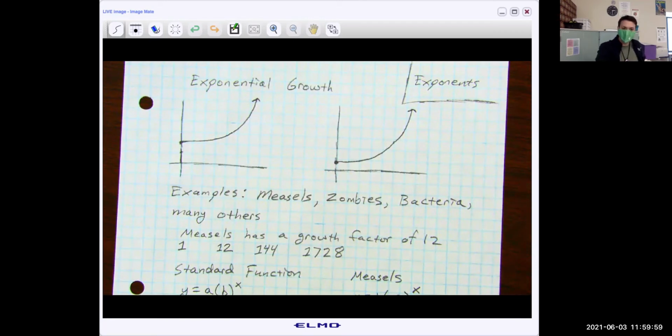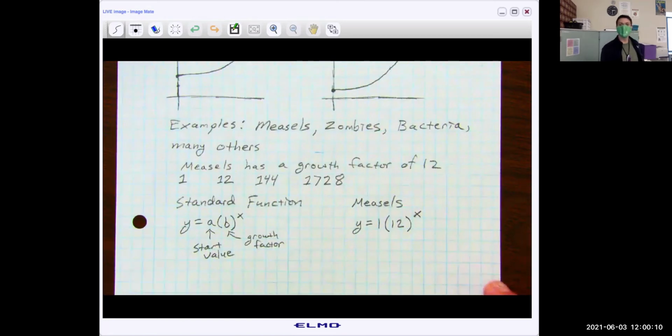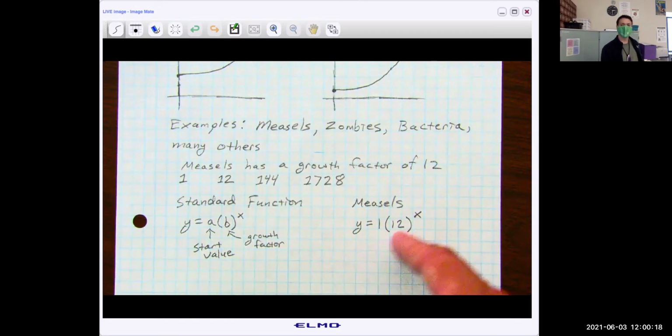Ooh, Griffin says that according to a random website, zombies have a growth factor. Oh, the growth factor in World War Z is 30. So you could create a zombie equation. It'd be y equals, does it always start with one zombie? 1 parentheses 30 with an x.